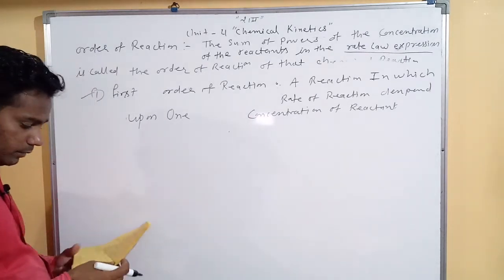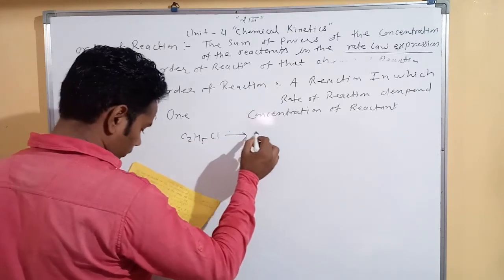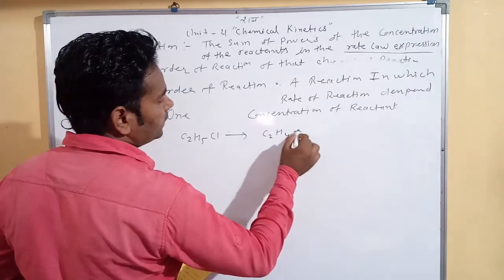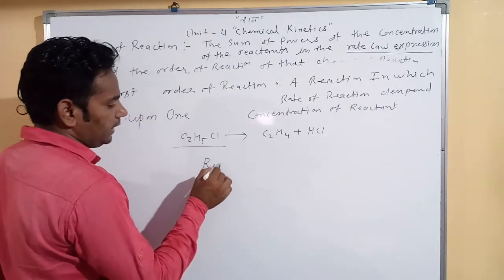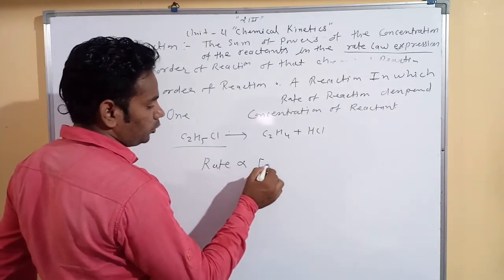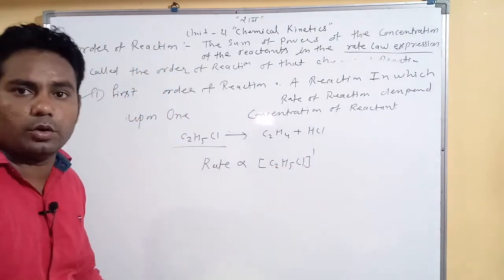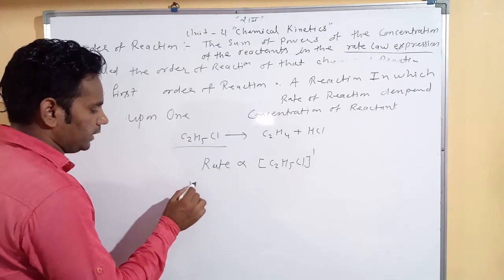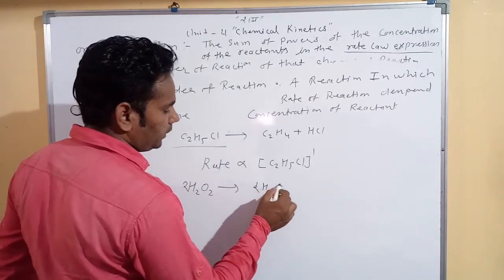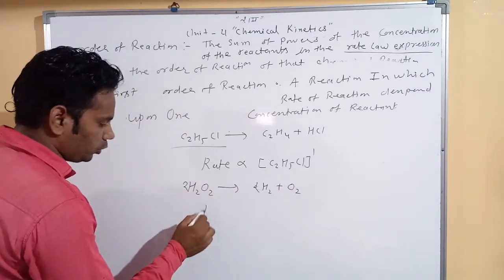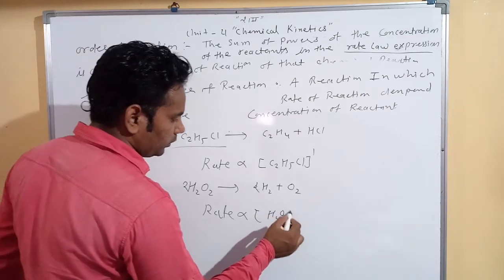Some examples of this: C2H5Cl converts into C2H4 plus HCl. Here the rate of reaction is directly proportional to C2H5Cl to the power 1. So this reaction is called a first order reaction. If I show 2H2O2 converting into 2H2 plus O2, then the rate is directly proportional to H2O2 to the power 1.